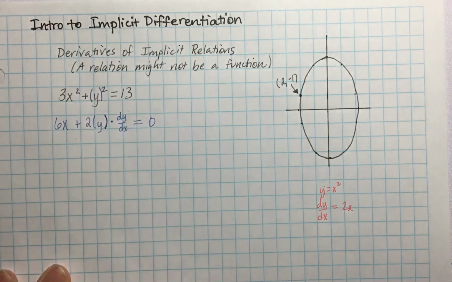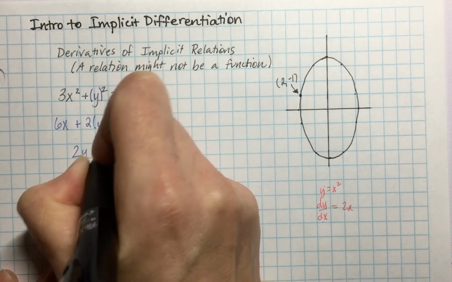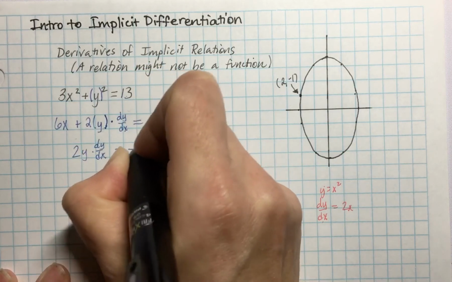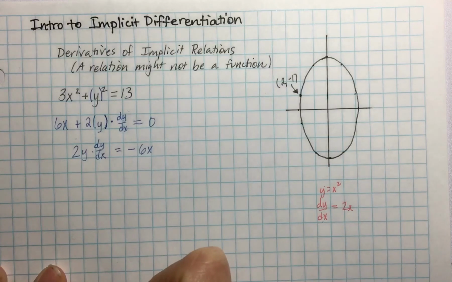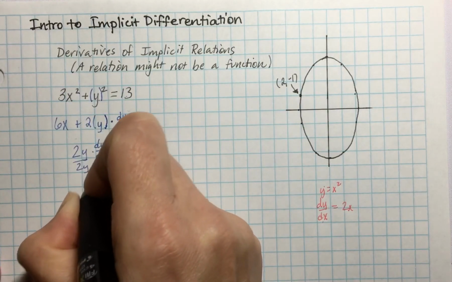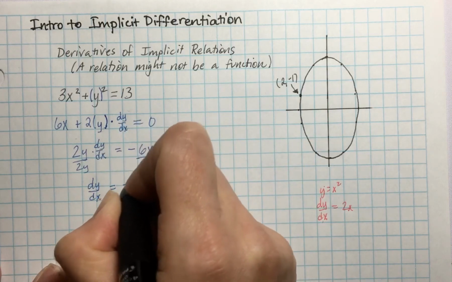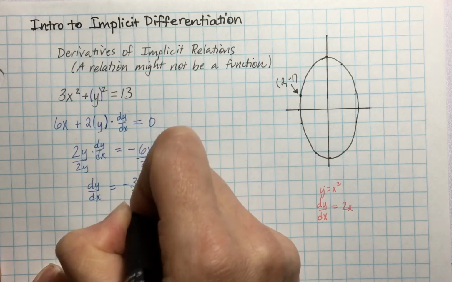So I can subtract 6x from both sides. So I have 2y times dy dx equals negative 6x. I can divide both sides by 2y. So I have dy dx equals, I can reduce that, negative 3x over y.